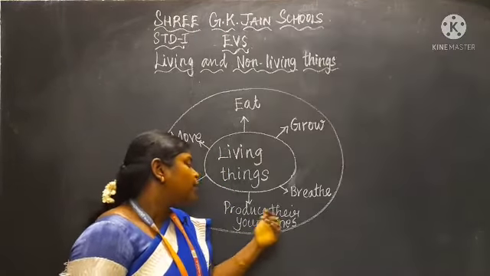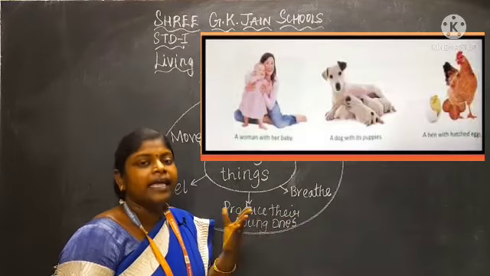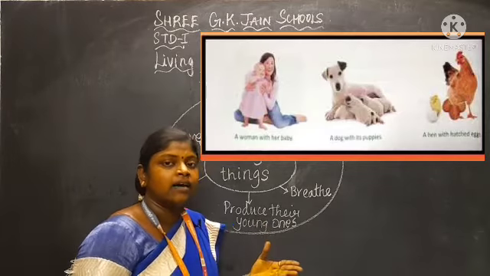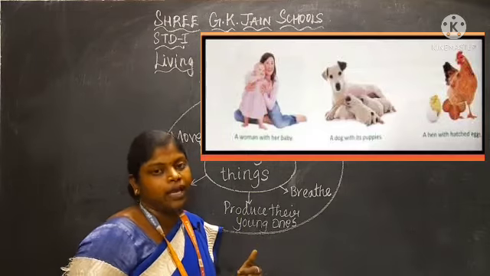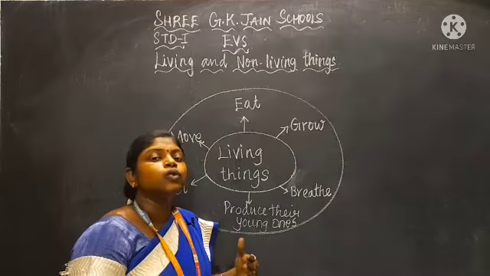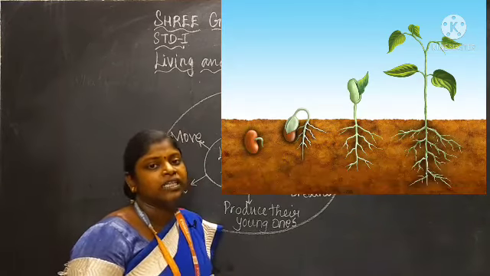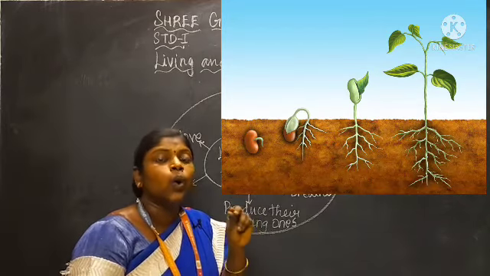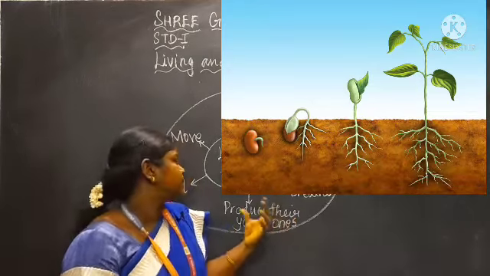Next one, they produce their young ones. For example, a dog produces its young one as a puppy. A cat produces its young one as a kitten. Human beings produce their young one as a baby. We are all from our parents. Okay. For the plants, you may ask how they produce their young ones? Through the seeds. Through the seeds I can grow a new plant. So that is the young one of the plants.